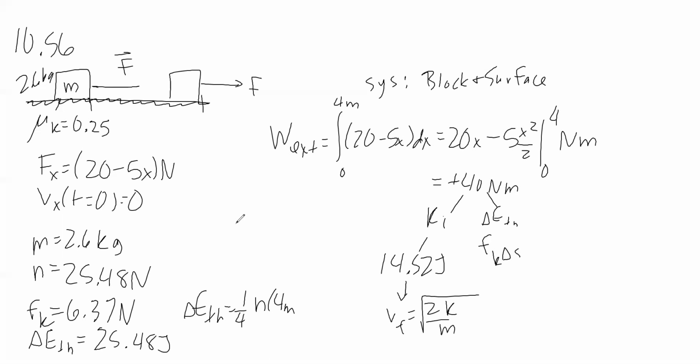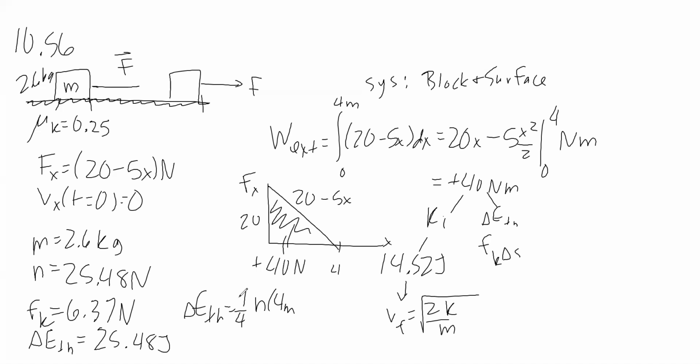And the last thing I'll mention about this problem is that the force in the x direction looks like this, right? With a slope of -5, and that function is 20 minus 5x. So from 0 to 4, this area, you can see right here that it's pretty clear that it is 40 because the area of the triangle is half the area of this 20 by 4 rectangle. So it is plus 40 Newton meters. That actually might have been an easier way to find the work done than integrating.